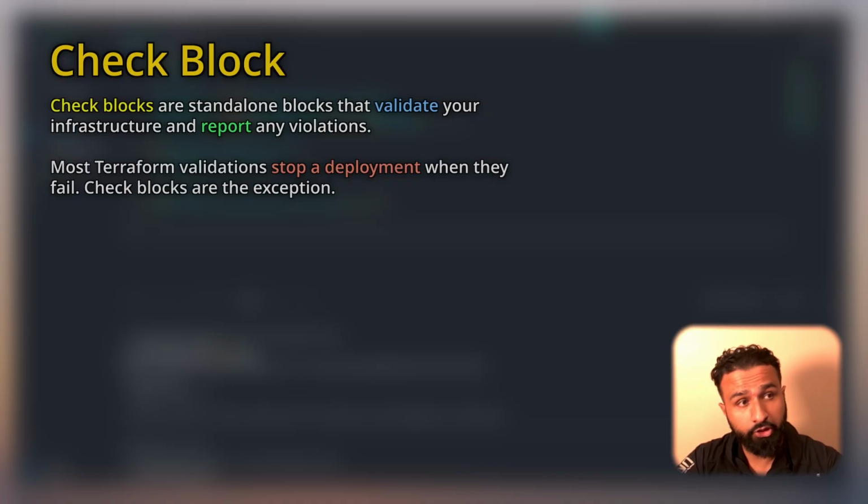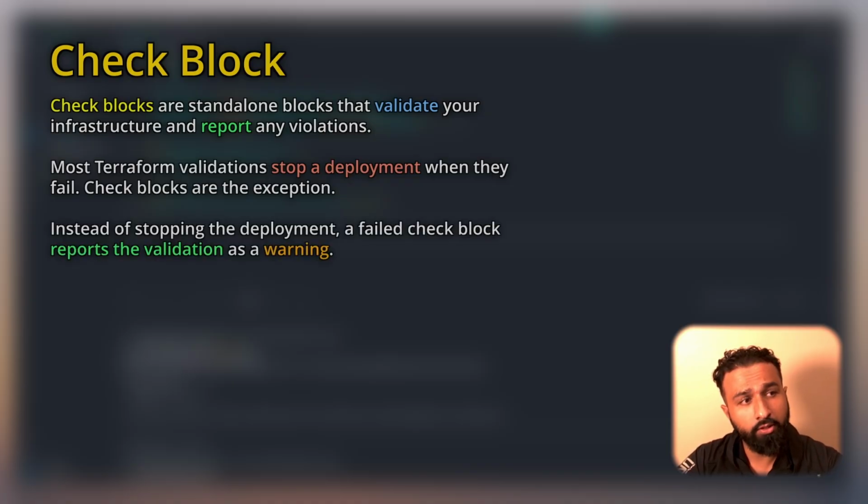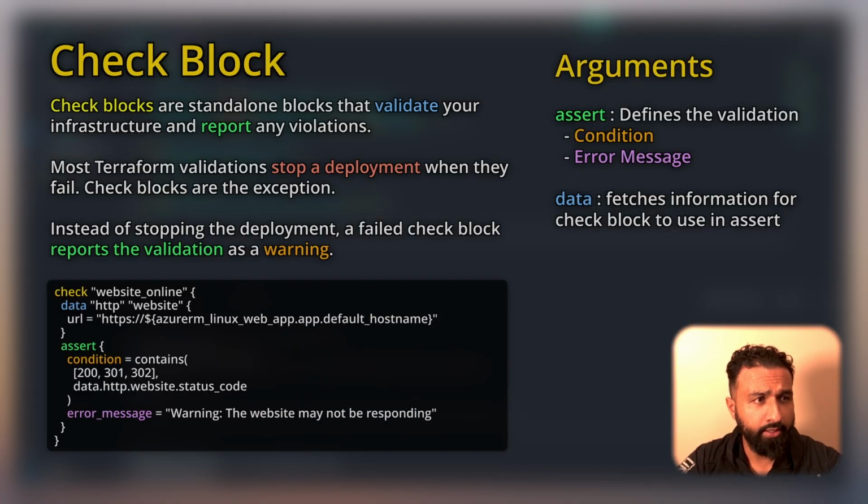They evaluate a condition. Unlike variable validation, check blocks can inspect deployed resources, data sources, and other Terraform values. A check block contains one or more assertions. An assertion is simply a condition that Terraform evaluates. If the condition passes, the check succeeds. If the condition fails, Terraform reports a warning.